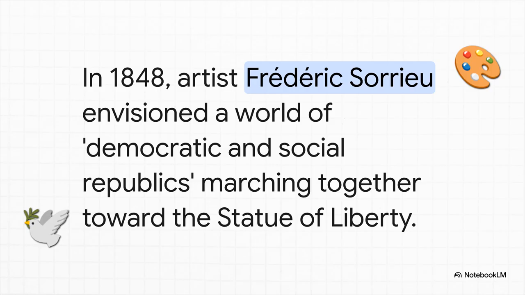He imagined a world where people weren't just subjects of a king, but citizens of their own nations, each with its own flag, all marching in this huge procession toward the Statue of Liberty. You have to remember, at a time of powerful empires and absolute monarchs, this was a completely radical, almost utopian dream. It just perfectly captured this new spirit of nationalism that was in the air.